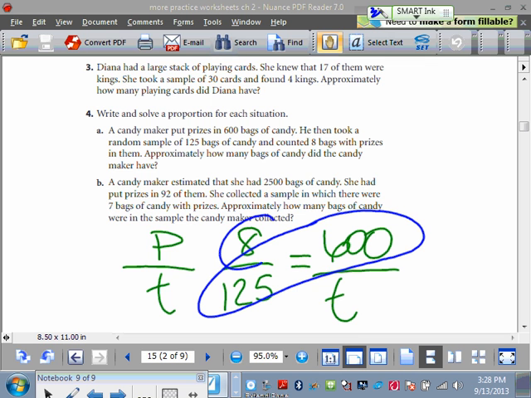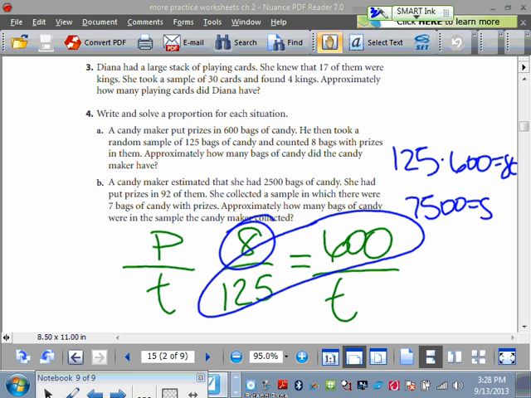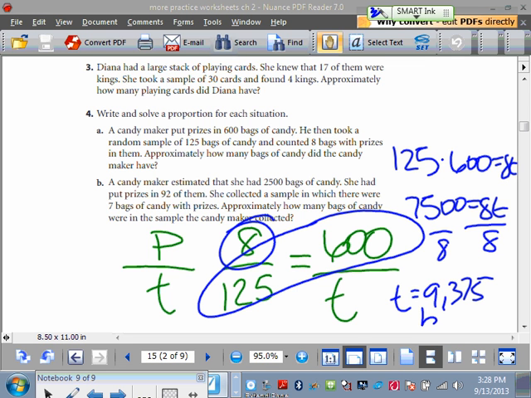Next we cross multiply and divide. So we're looking at 125 times 600 is equal to 8 times t. We'll be left with 75,000 equal to 8t. And when we divide both sides by 8, we're left with t is equal to 9,375. And again, this was for total bags.